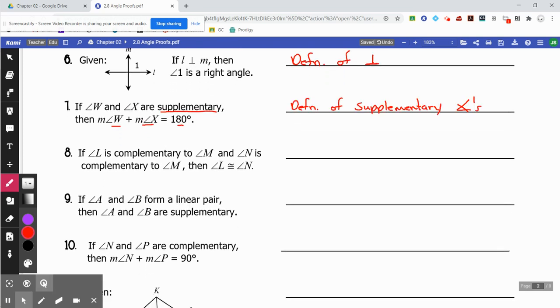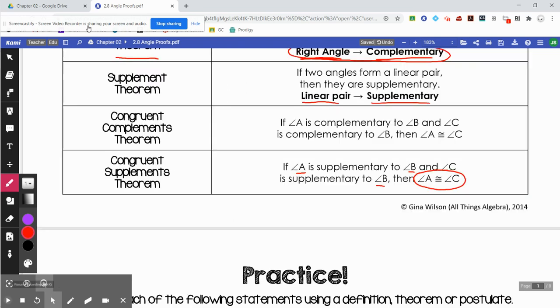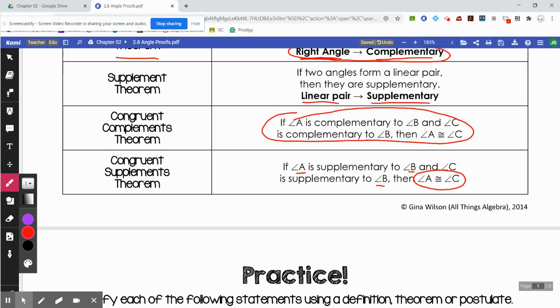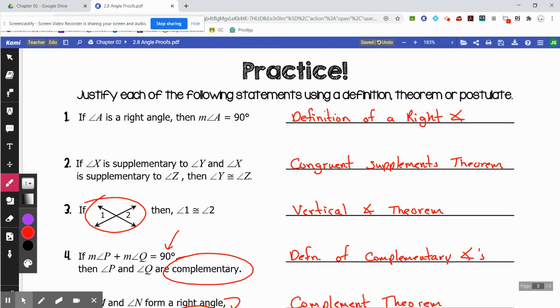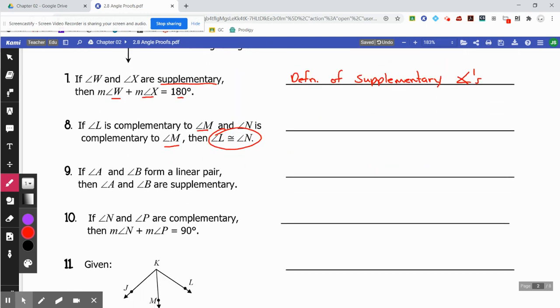Number 8 says if angle L is complementary to M, and N is complementary to M also, that they must be the same. So they're complementary to the same angle. If two angles are complementary to the same angles, then they are congruent. That can be found right here. If A is complementary to B, C is also complementary to B. If they're complementary to the same angles, then they're congruent. That is the congruent complements theorem. So number 8 is the congruent complements theorem.